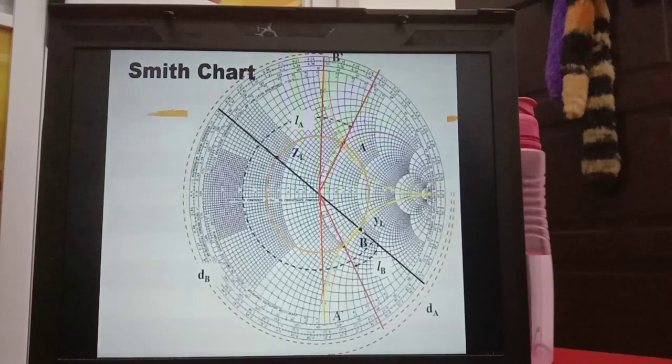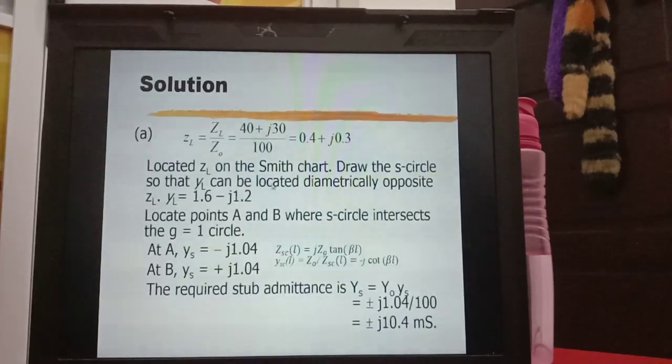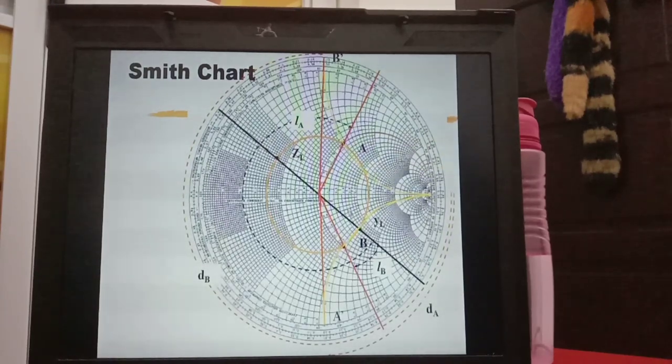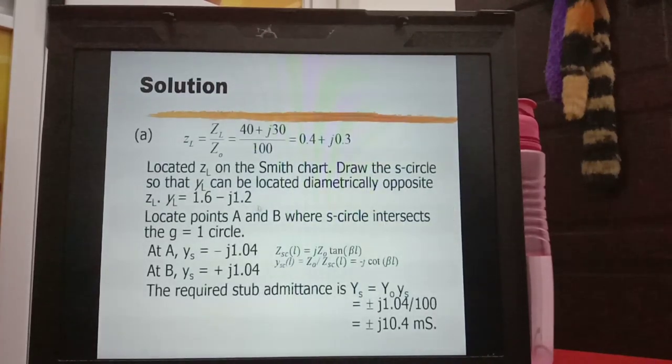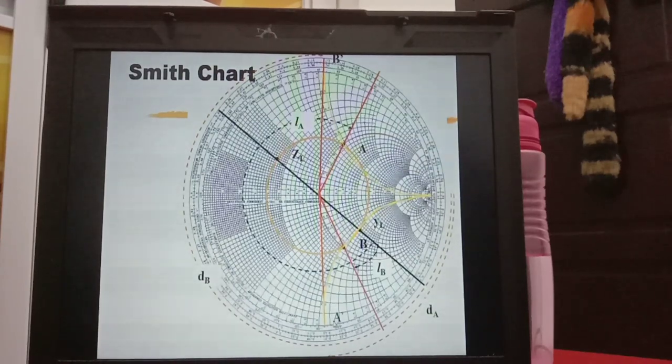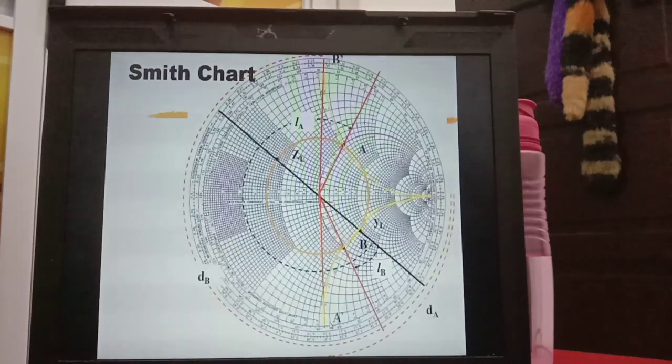In this case, the real part is 1.6, given by the constant conductance circle of 1.6, and the imaginary part is minus j1.2 as given by the constant susceptance curve of minus j1.2.